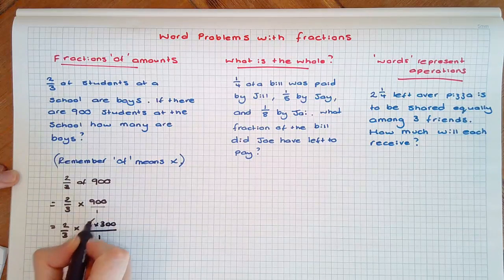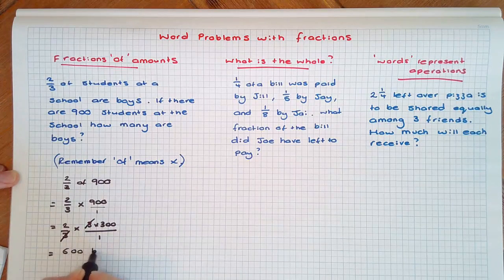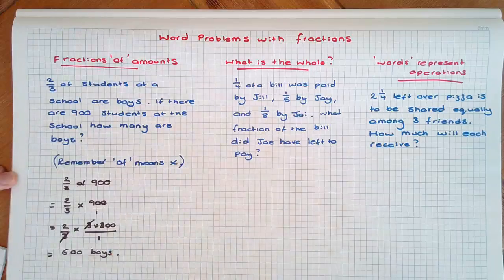We now have a 3 in the numerator and the 3 in the denominator. So 2 times 300 is 600 boys. So remember, fractions of an amount means multiply.